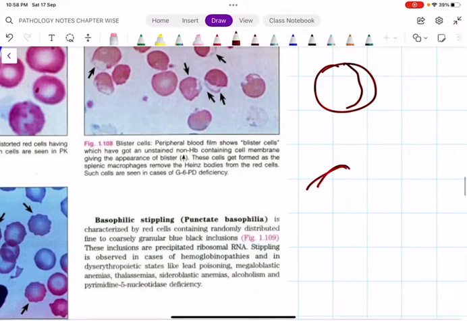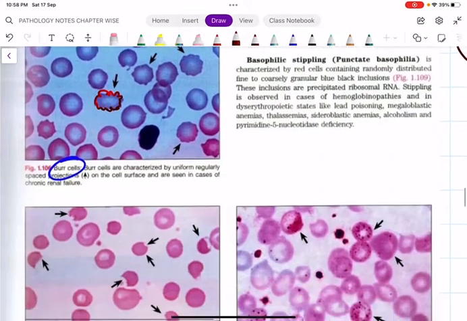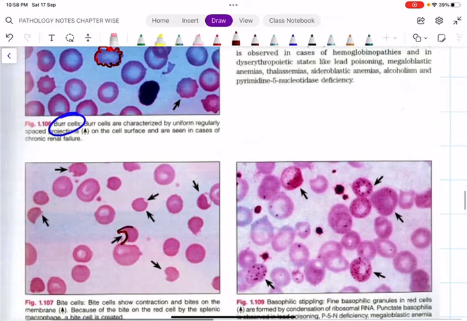What is bite cells? Bite cells means the complete cell has been bitten. Okay, you can see in the picture. I will show that. See, this is bite cells. This is bite cells. Okay, bite cells. I hope this is clear.